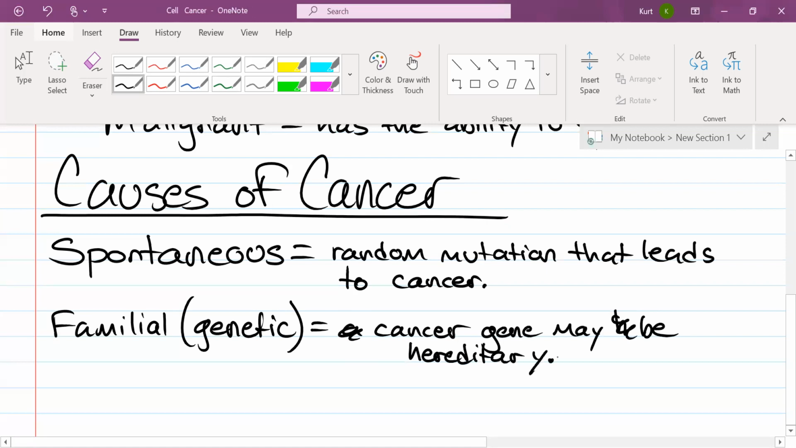There was a story on 60 Minutes a long time ago of a woman that had breast cancer. Her mother had breast cancer. Her grandmother had breast cancer. And she was so worried that when she married her husband and they wanted to start a family, she was going to pass on the cancer gene to her kids.